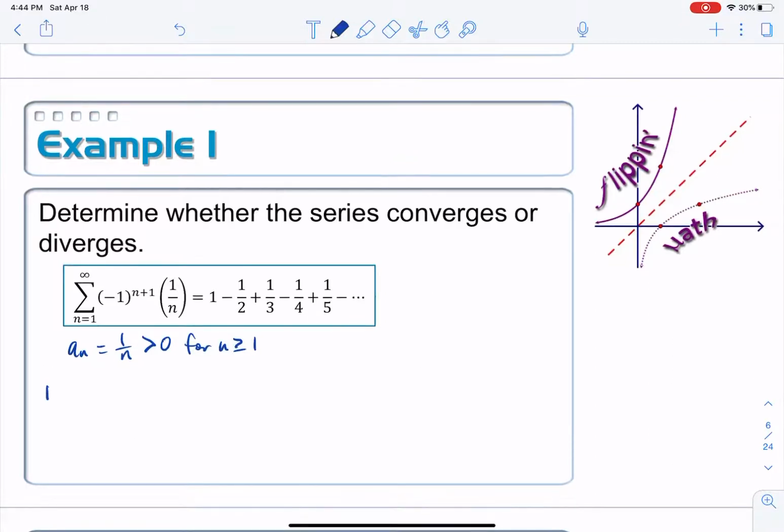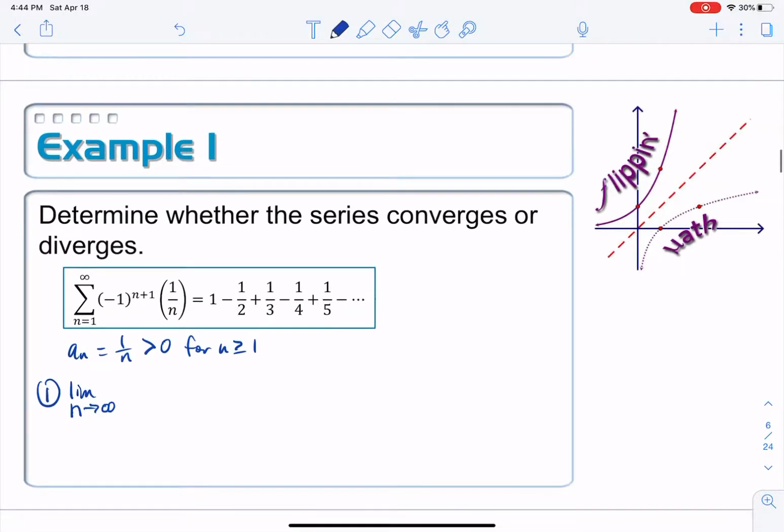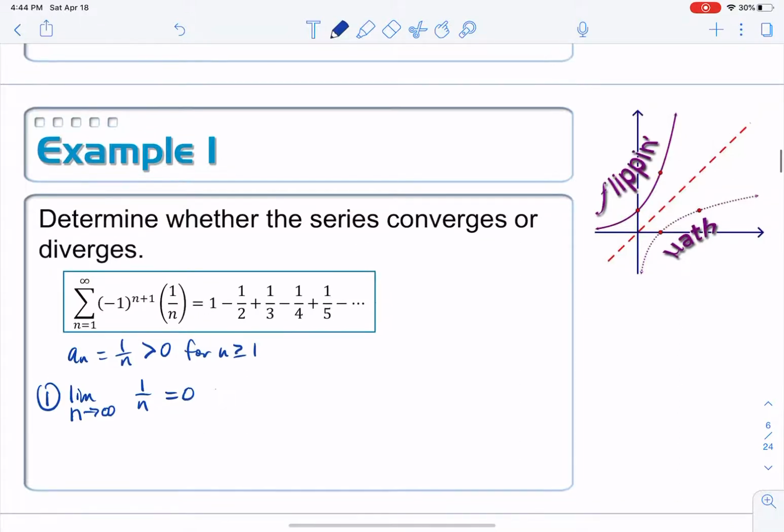The first one I always check is the limit, because the limit is usually the easier part anyway, and if it fails, then you're done with the test, and you probably switch to the nth term test for divergence and show that it actually diverges. So let's see. I'm going to take the limit as n approaches infinity of 1 over n. You just leave off the alternator, and that definitely approaches 0. 1 over infinity approaches 0. So that checks off the very first part of our test.